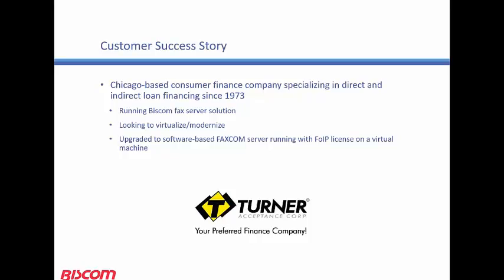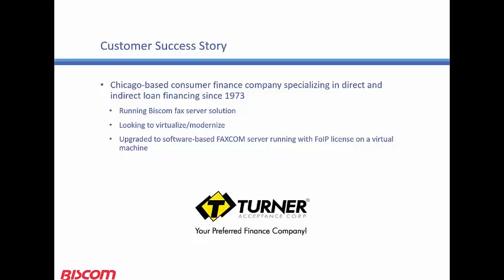They're a consumer finance company based out of Chicago that has specialized in direct and indirect loan financing since 1973. Some of their focuses are auto dealerships and retail merchants. They've been in business for over 40 years, and they know what works when running a business and what you need to run it successfully, which is why they chose Biscom as their faxing solution.